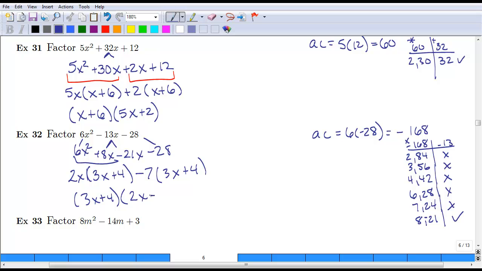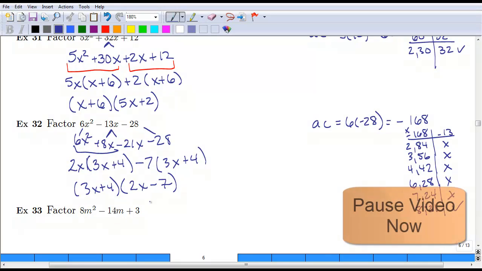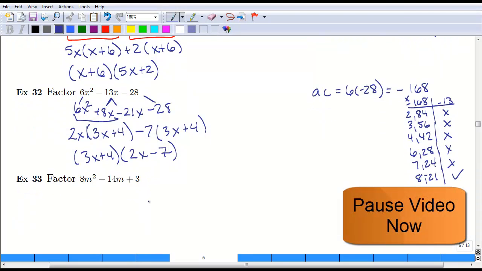And 2x minus 7 are our remaining pieces. And again, you could go through and check to make sure that worked out, but it should, since we've done everything correctly here. So I want you to pause the video at this point and try example 33.